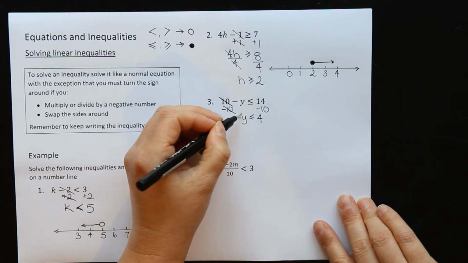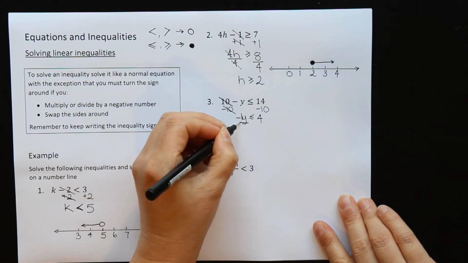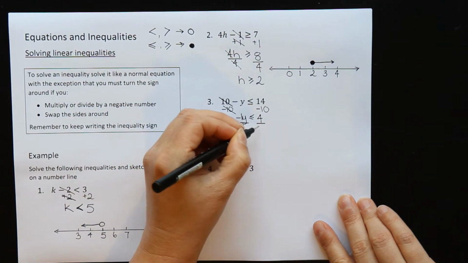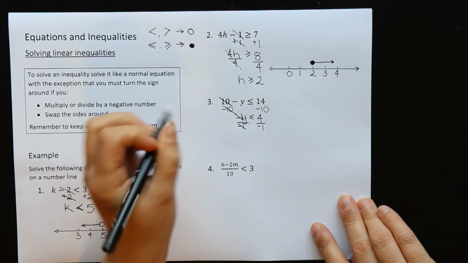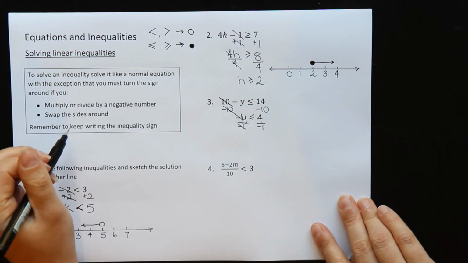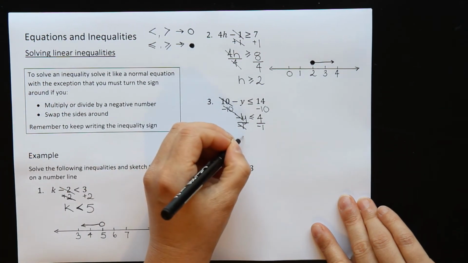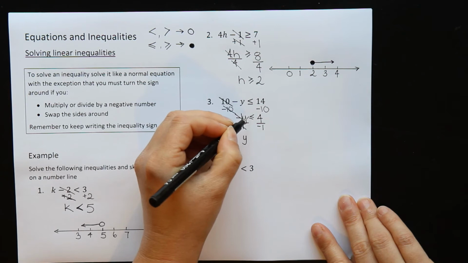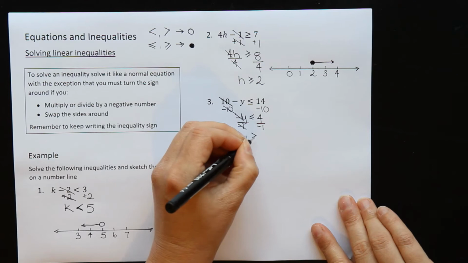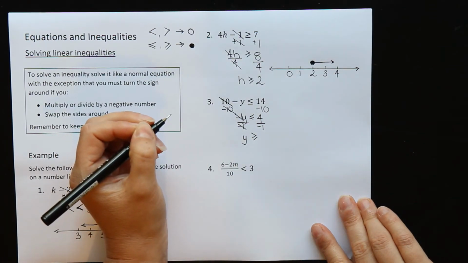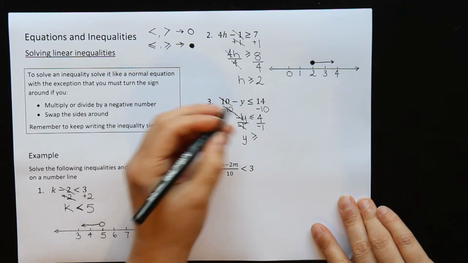So I could write a 1 here, so it's like a negative 1 times y. So I could divide by negative 1. That would get rid of it. Now remember the conditions that we talked about at the start. If you divide by a negative, you need to switch the sign around. So I have divided by a negative 1. So that means on this next line, instead of writing a less than or equal to, I need to swap it to be a greater than or equal to. So the sign points the other way. And 4 divided by negative 1 is negative 4.